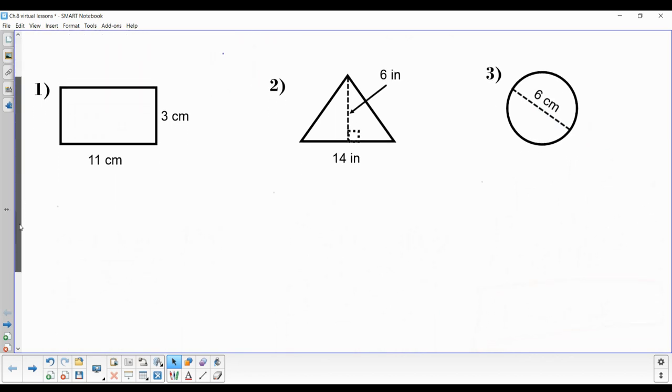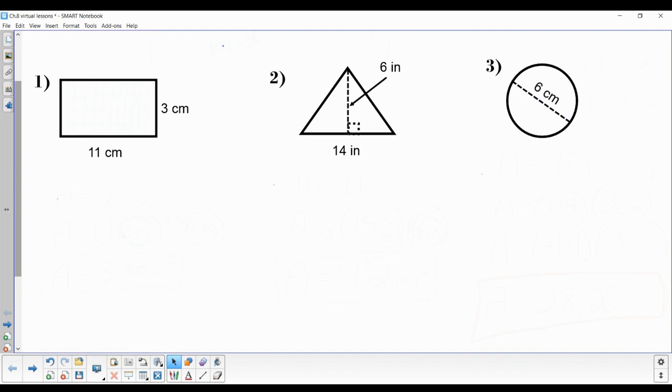To find the area of a rectangle, we're going to do the same three steps for all of them. We're going to write the formula. You can do area equals length times width, or area equals base times height. Any of those are fine. You're going to do the three steps: write the formula, then plug in, and you're going to write the entire math sentence. Area equals, the base is 11 centimeters, times the height, which is 3 centimeters.